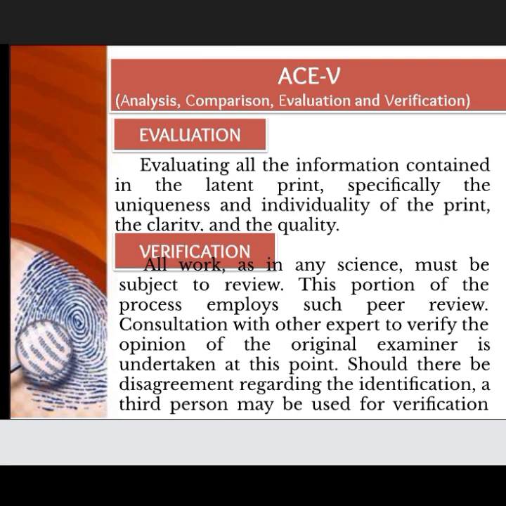Here in verification, if an identification is made, the conclusion must be verified by another fingerprint examiner. This step ensures the objective application of the method and confirms the results of the first technician. The second examiner may also verify the suitability of determinations made in the analysis phase.